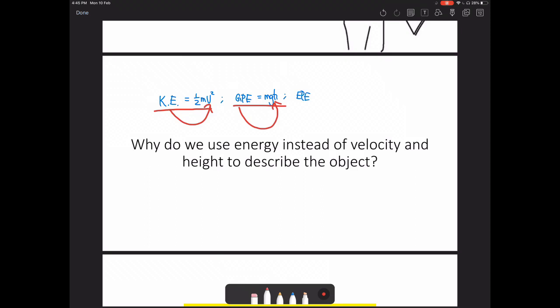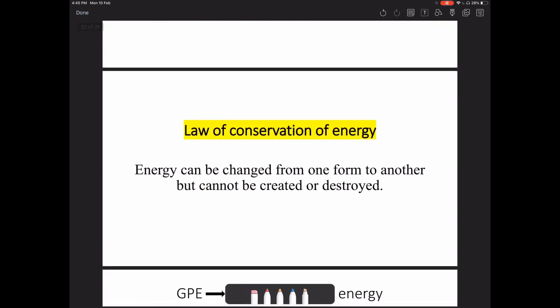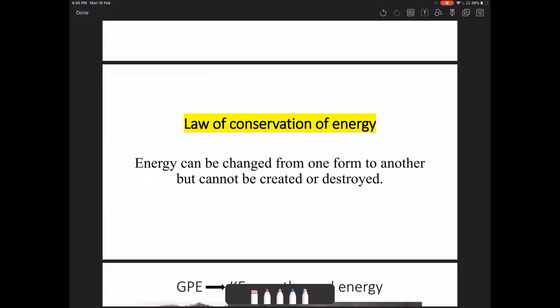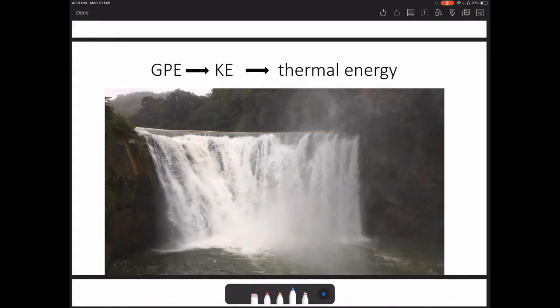The reason why we have to learn this kind of energy is because we have one very basic law in physics, which is the law of conservation of energy. It says energy can be changed from one form to another, but cannot be created or destroyed. What does that mean? That means in a closed system, the amount of energy is always fixed. Let me give you one example.